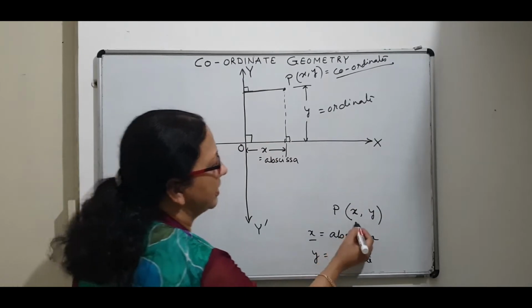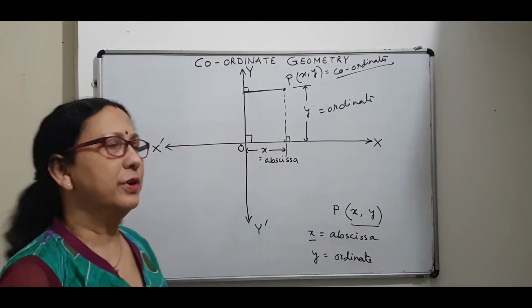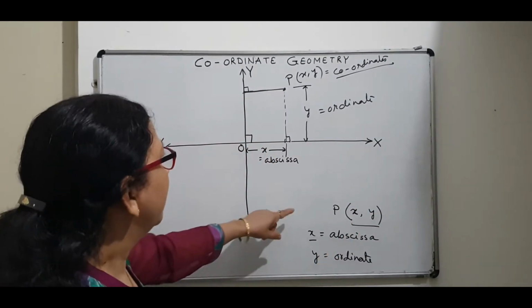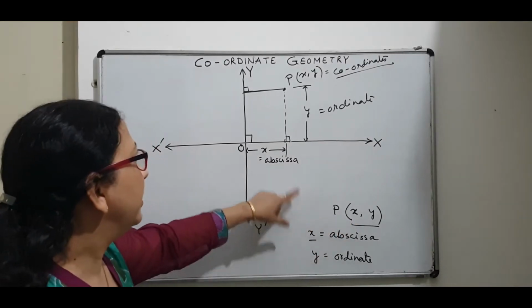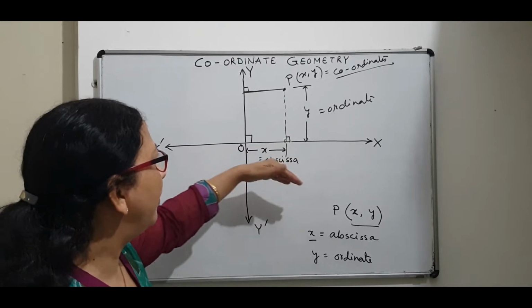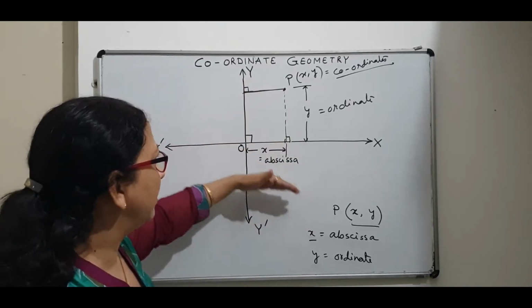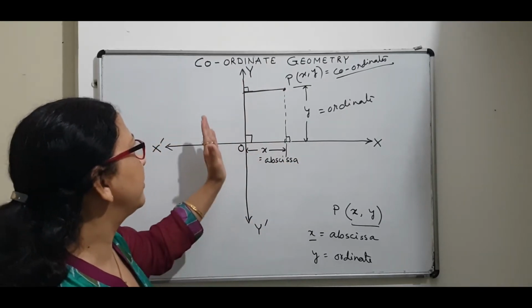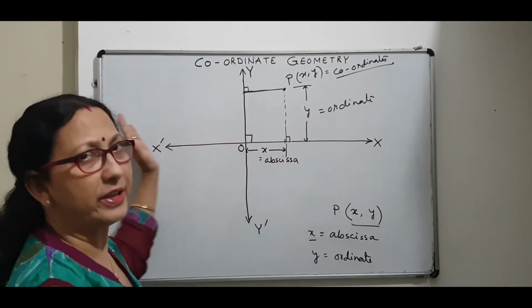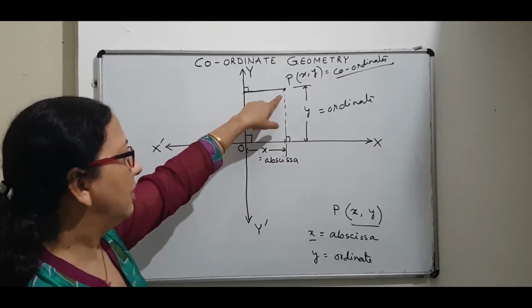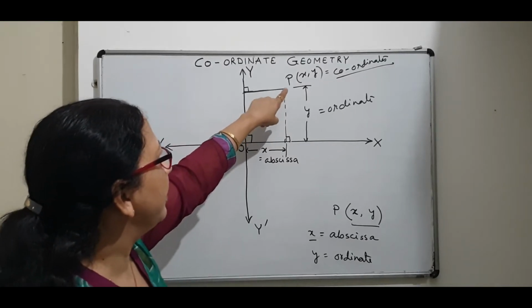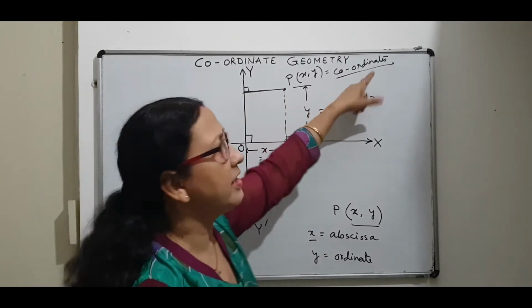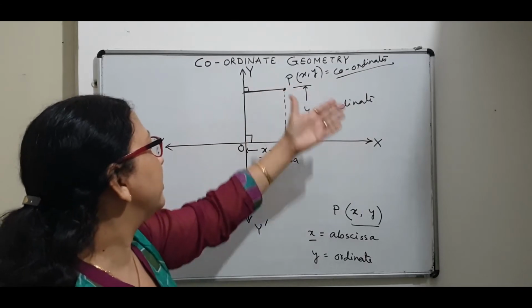So coordinates is a pair of two parameters which help you to locate the position of a point in the Cartesian plane. That is, how far it is above or below the x-axis, or how far it is on the right hand side or left hand side of the y-axis. So in this way, for knowing the position of a point in the Cartesian plane, the coordinates are necessary. So this is about the coordinates.